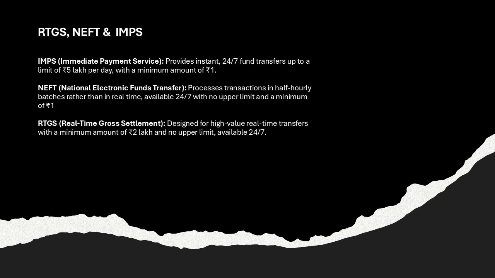And then we have RTGS, NEFT and IMPS. IMPS provides instant 24/7 fund transfers with a limit up to 2.5 lakhs. NEFT, the National Electronic Fund Transfer, processes transactions in half-hourly batches rather than real-time, available 24/7 with no upper limit and a minimum of ₹1. RTGS is designed for high-value transfers, which happen on a real-time basis.